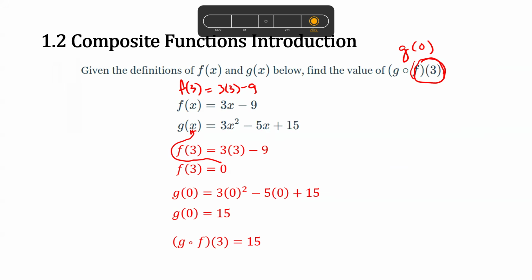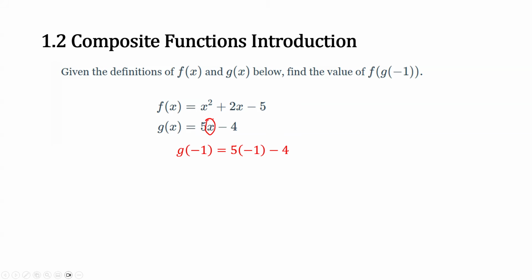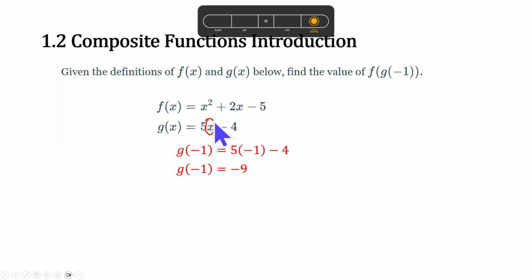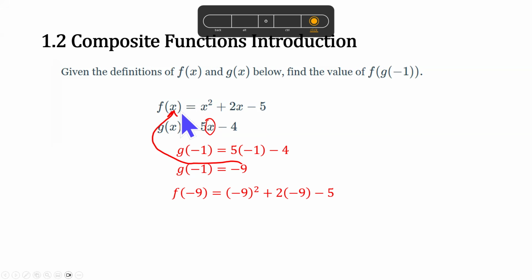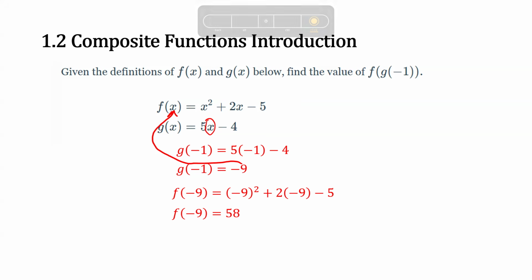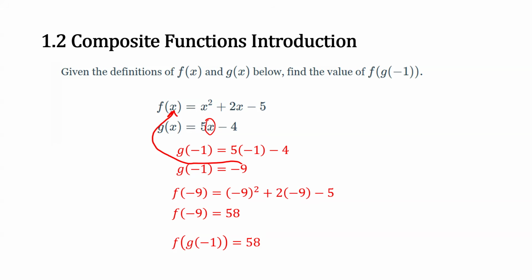Okay, let's try another one. f of g of negative 1. So we start by doing g of negative 1. So we're plugging in negative 1 right here. 5 times negative 1 minus 4 is negative 9. So we're taking the negative 9 and plugging it in there. You throw that all into a calculator and you get 58. So f of g of negative 1 is 58.